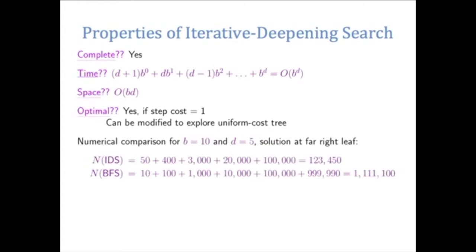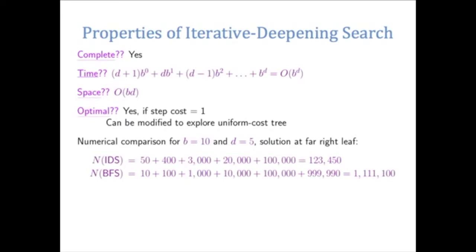Let's take a look at how this works in terms of the space complexity. So the number of nodes generated in an iterative deepening search for a tree with a branching factor of 10 and depth 5, where the solution is the leaf at the very far right bottom. Well, the first level is 1, of course. The second level is 50 and 400 and 3,000 and so forth. And that adds up to 123,450 nodes. Now, breadth first search, we're going to end up with something like 1,111,100. So you can see that the space complexity for breadth first search is much, much bigger.